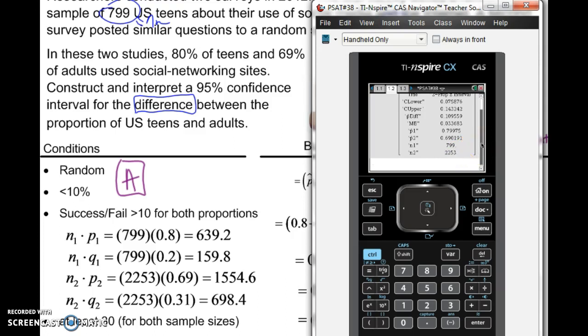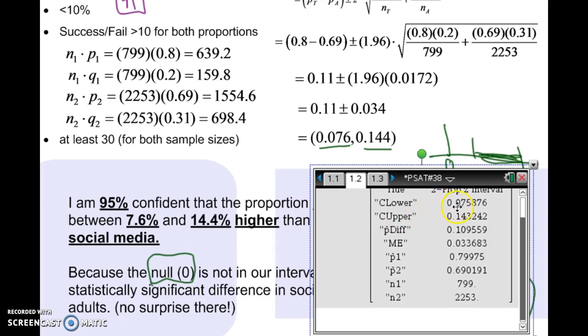So it gives us a lot of values here. Let me drag this down and see what this is. You can see it's got a lower bound at 7.5%. We had 7.6%, just a rounding error there, not a big deal. 14.3%, we had 14.4. Our p-hat difference, the probability of teens minus the probability of adults, was 0.11. They had it as 0.109, so 10.9%. The margin of error they had as 0.033, and we had ours at 0.034.